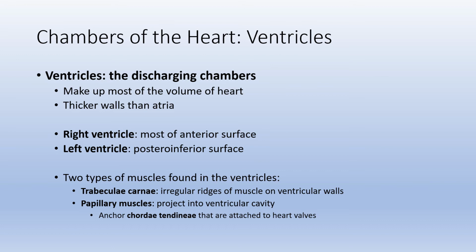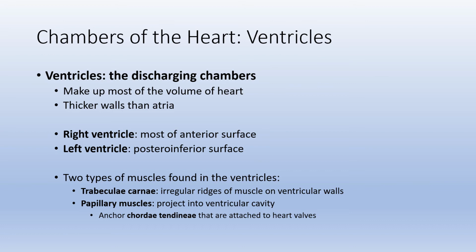Not written on this slide, you have to know where these chambers discharge blood to. The right ventricle, containing oxygen-poor blood, will discharge blood into the pulmonary trunk. The left ventricle, containing oxygen-rich blood, will discharge blood into the largest artery of the body, known as the aorta.